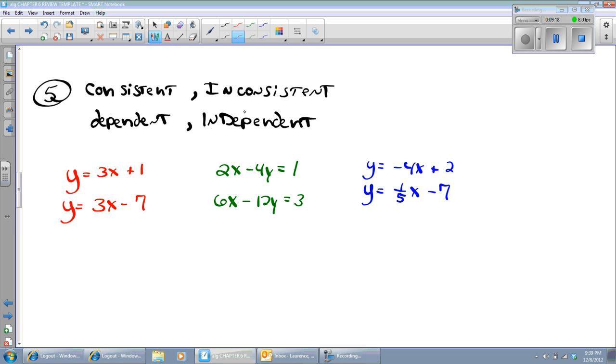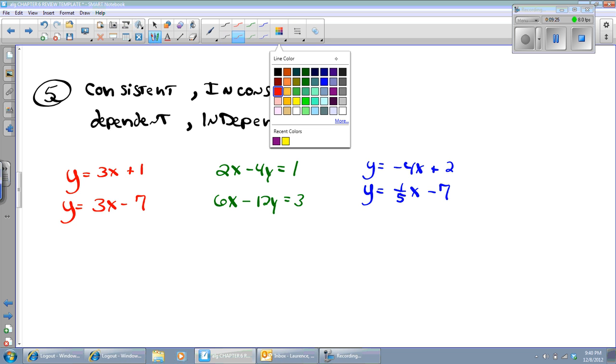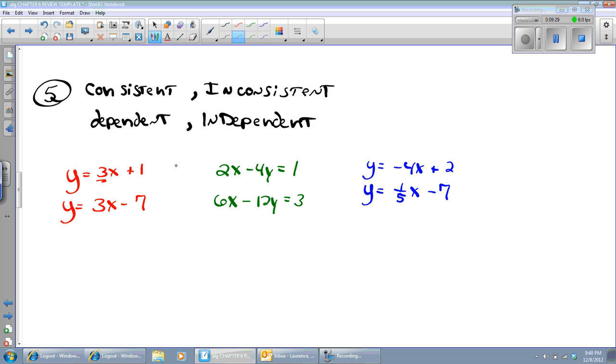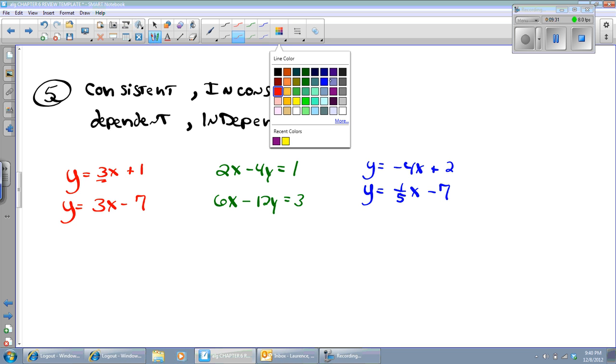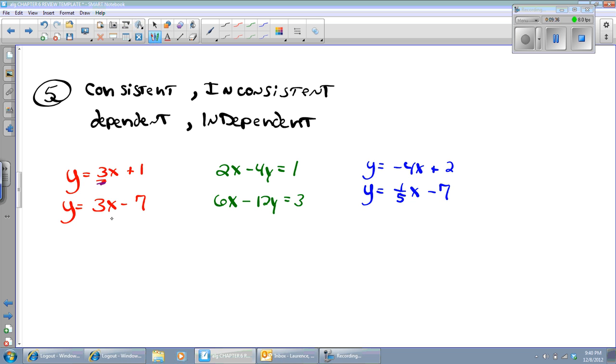All right, so let's look at this red one here. And in the red one, I notice that they have the same slope. There we go. I notice that the two lines have the same slope, which means the lines are parallel, which means they're not going to cross. That makes them inconsistent. Okay.